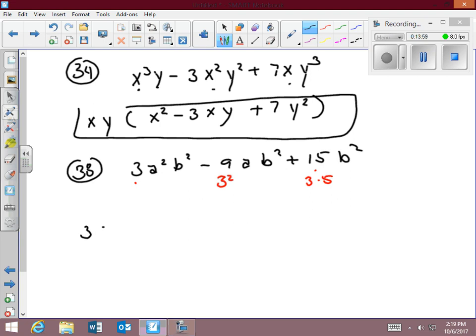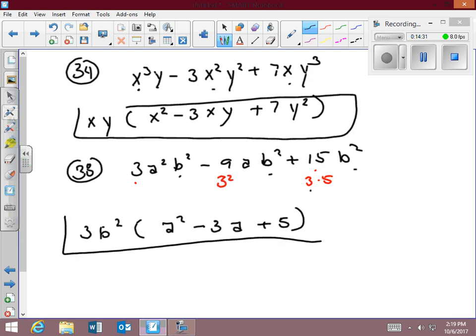Now in terms of the variables, what are you taking out? B. B what? B squared. There's a b squared in every one of those terms. So what's left? An a squared in the first term, a minus 3a, and then a what? I've taken that 3 out, so what's left? Plus 5. And that should be my answer.